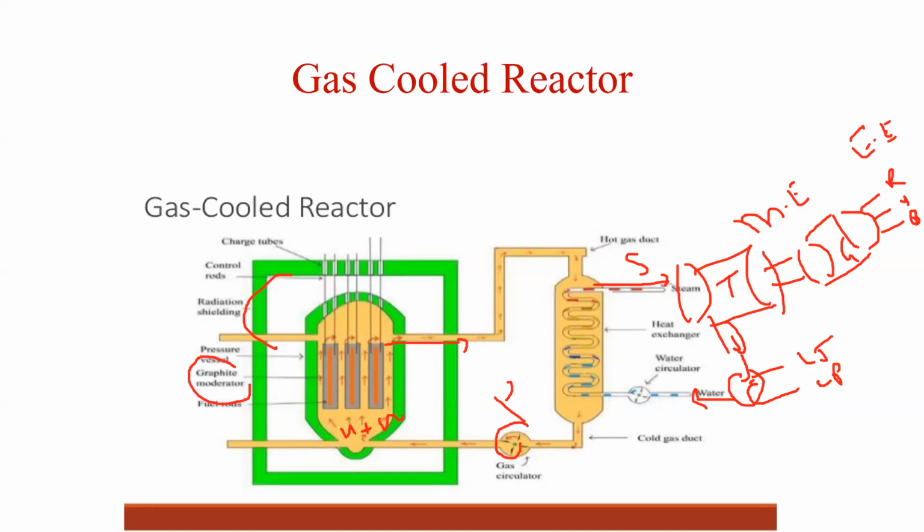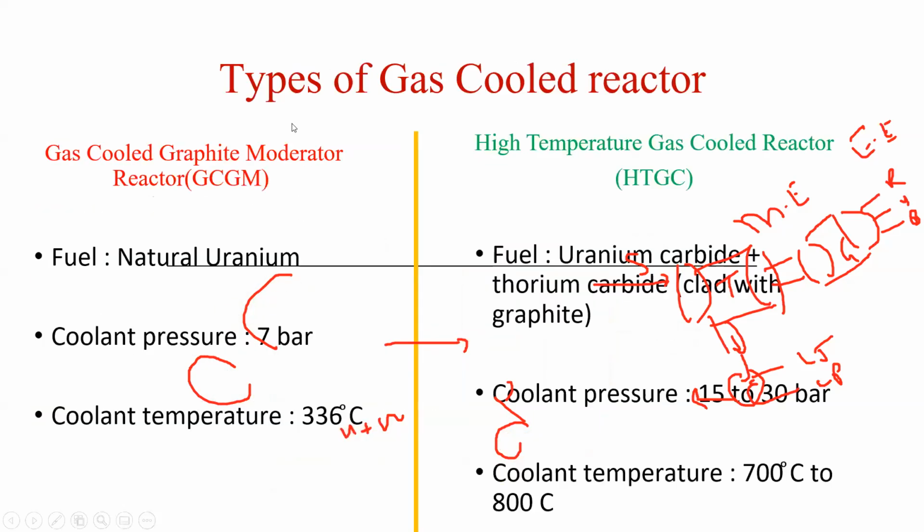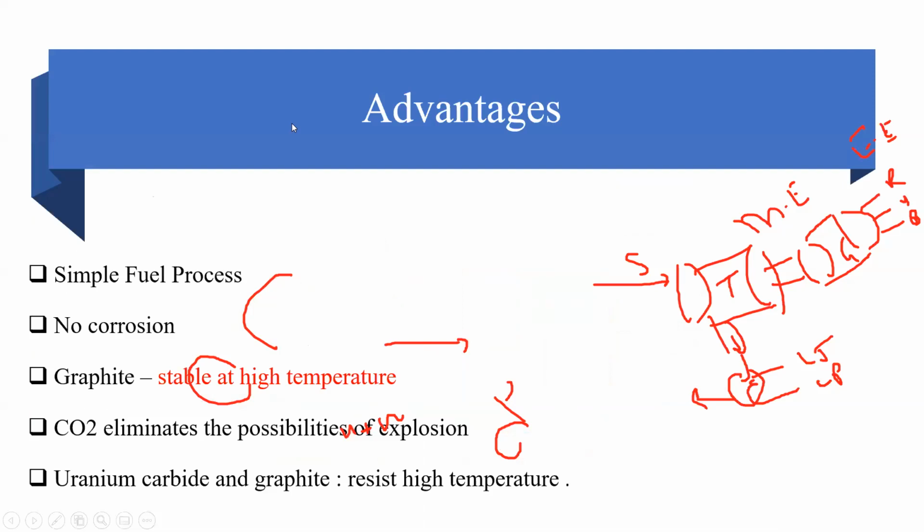Okay, now after the types of gas cooled reactor and the working, we focus on the advantages. So what are the advantages? The first advantage is that it is a simple fuel process. First thing is that here no water is used, so there is no problem of corrosion. Here we use graphite as a moderator, so it maintains high temperature. This is the biggest advantage.